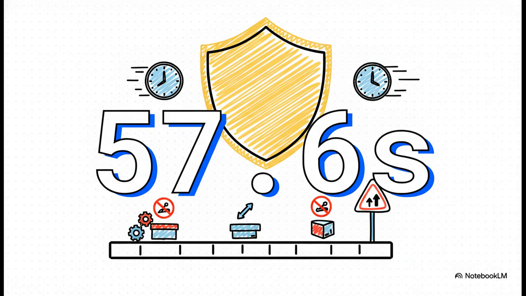This number, this is our golden rule. It is the absolute maximum time that any single workstation can spend on one unit. If any station takes longer than this, we will not hit our target. Period. It is our line's speed limit.